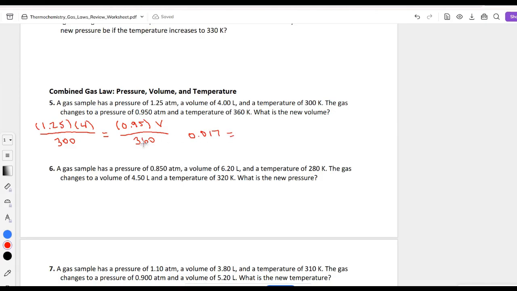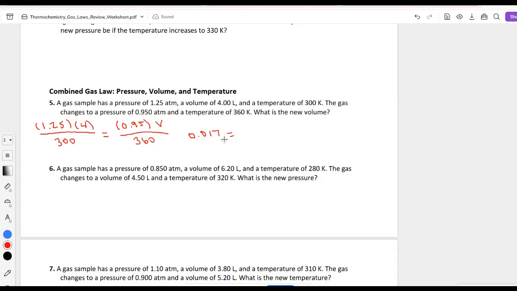Now over here, I got 360 on the bottom. I gotta get V by itself. So since 360 is on the bottom, it's like dividing. I gotta do the opposite. I gotta multiply. So I'm gonna multiply both sides by 360. So 360 times 0.017 times 360 equals, I get 6.